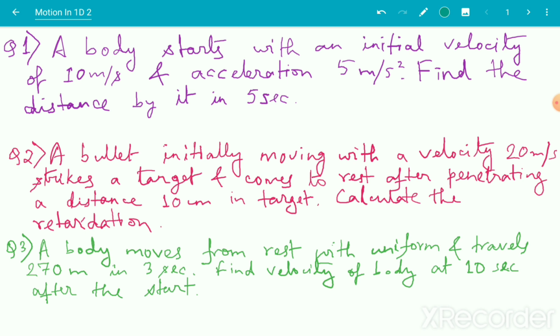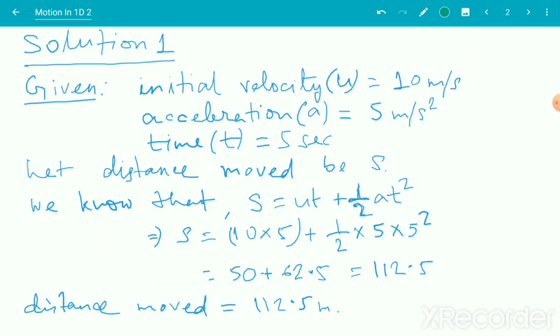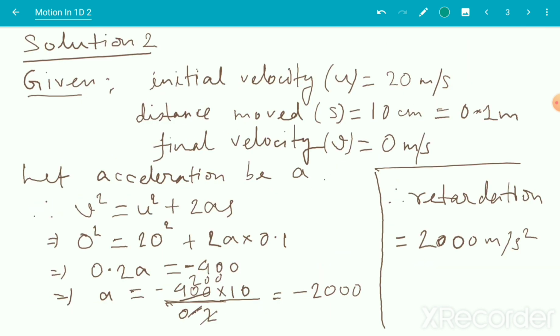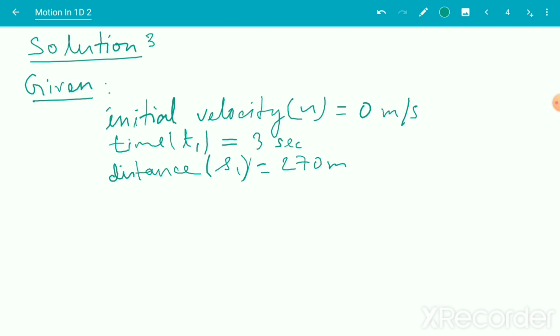Now what we need to find out is the velocity of the body at 10 seconds after the start. From the given information, I think we can find out the acceleration, because when you want to find out the velocity after 10 seconds, you need to have the acceleration. v is equal to u plus at. We'll be using this formula, but for that you need the acceleration a. So that acceleration a can be found out from these given quantities.